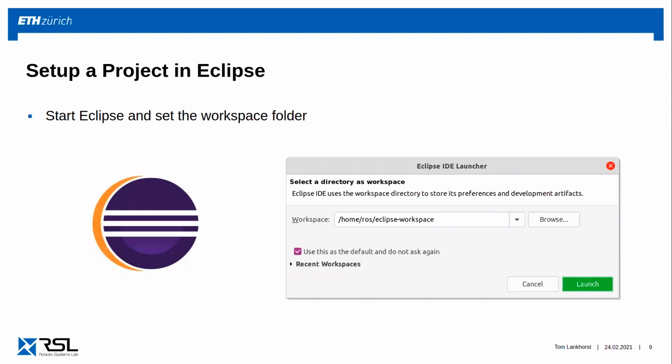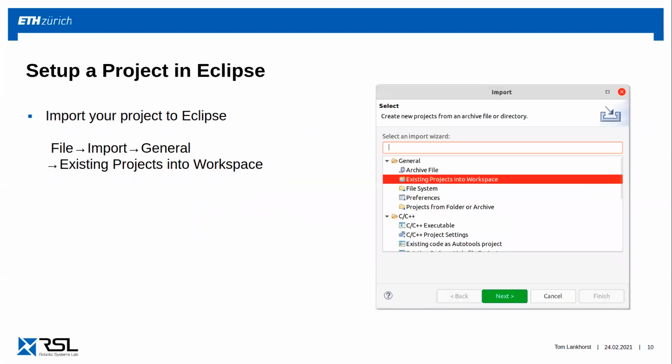Now it is time to start our IDE. Eclipse is already installed on the virtual machine, so you should be able to find it easily. When you start it, it will ask you for a workspace. The default workspace should suffice in this case. You can even select the "use this as the default and do not ask again" option to make sure that Eclipse uses this workspace in subsequent starts. Next, we click Launch to launch the actual IDE.